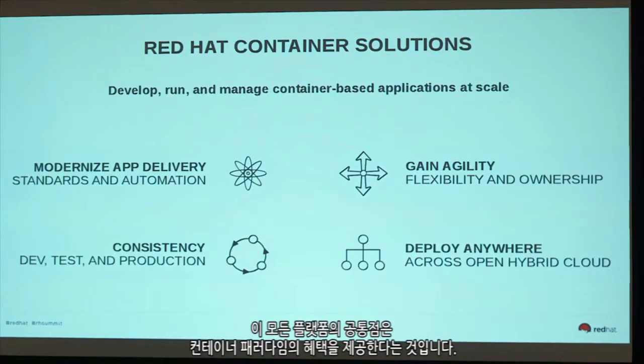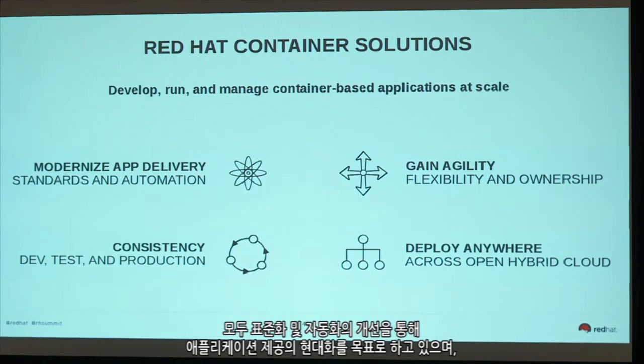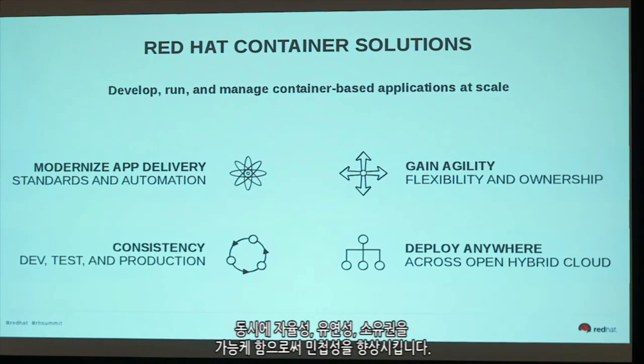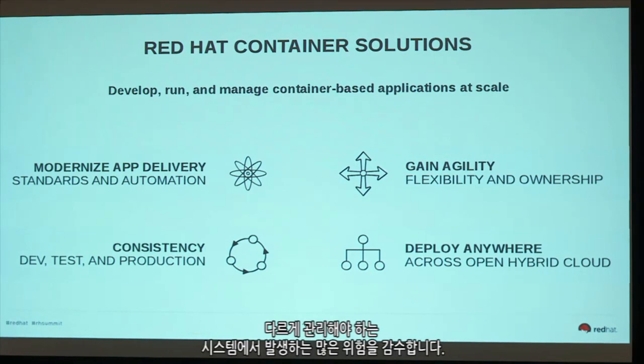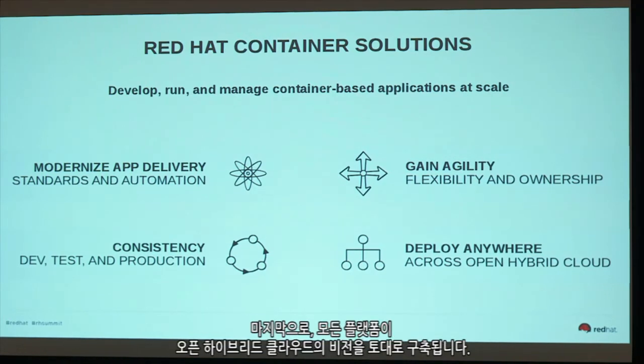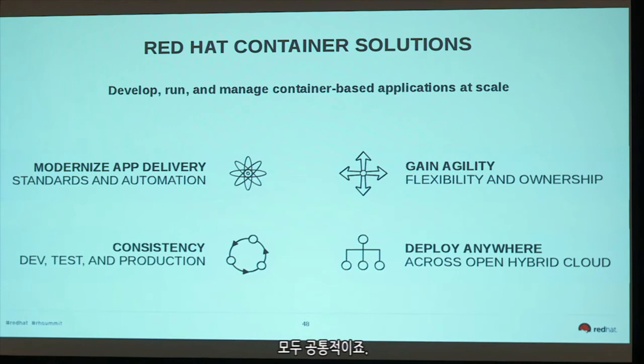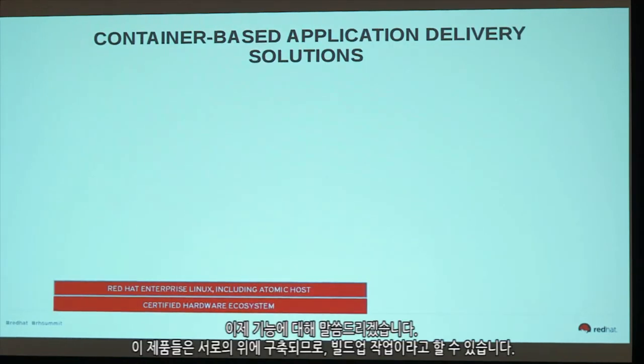Now, what's common across all these platforms is they deliver the benefits of the container paradigm. They all aim to modernize application delivery for existing things through greater standardization and automation, and at the same time, increase agility by enabling autonomy, flexibility, and ownership. And they all deliver consistency across different environments or different lifecycle stages from development to test to production so that you take a lot of risk out of the system that today you have to manage differently. And last but not least, it builds on the vision of open hybrid cloud, all of them. That's all common.